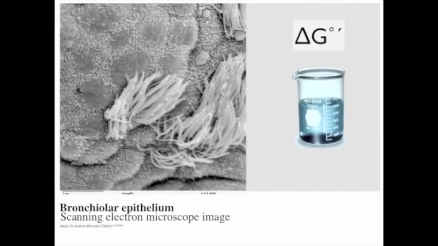But things are different in a cell, such as this epithelium that's found in the respiratory tract. In living things, the conditions are different. In living cells, the relative concentrations of products and reactants change. They change in response to environment, both internal and external.